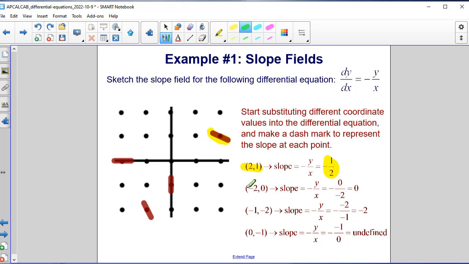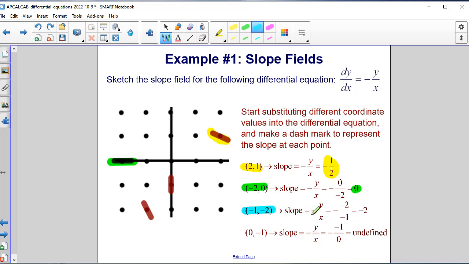The second point I'm going to look at, and I'll highlight that in green, is (-2, 0). When I replace the coordinates negative 2 and 0 into their respective x, y values, that gives us a slope of 0. So I go over here to (-2, 0), and you'll see a dash mark that has a slope of 0.